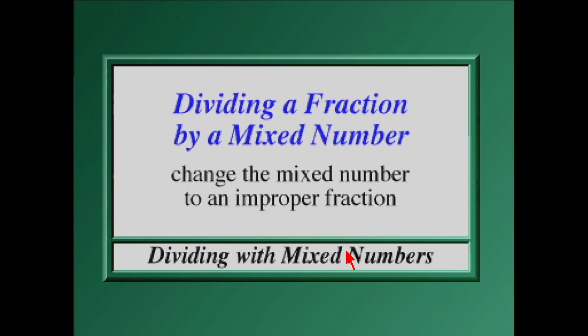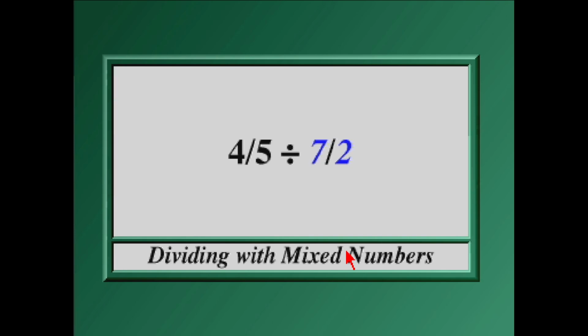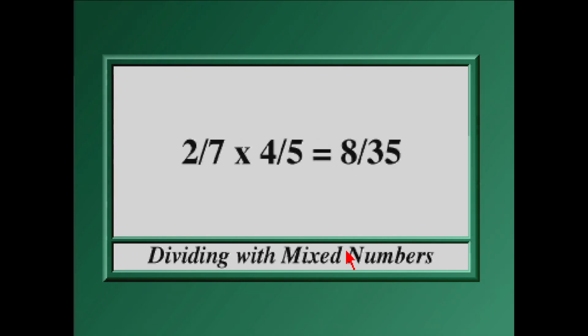To divide a fraction by a mixed number, change the mixed number to an improper fraction. For example, divide 4/5 by 3 1/2. Change 3 1/2 to the improper fraction 7 over 2. Find the reciprocal of 7 over 2 by inverting. 2/7 results. Multiply 2/7 by 4/5. 2 times 4 over 7 times 5 is 8 over 35.